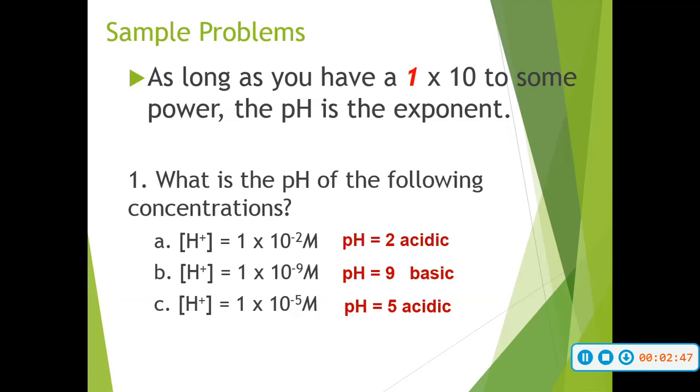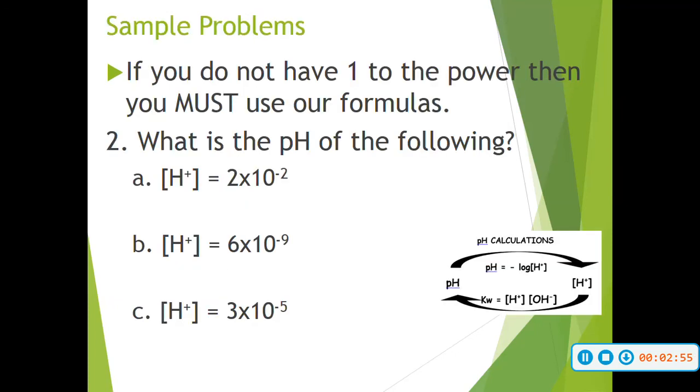Now what happens if it's not 1 times 10 to whatever power? This is where you're going to start to use that formula. The pH equals negative log of your hydrogen ion concentration. So if our hydrogen ion concentration is 2 times 10 to the negative 2, then in your calculator, you are going to put the negative log of 2 times 10 to the negative 2, and then close parentheses. Your calculator should tell you your pH is 1.7.